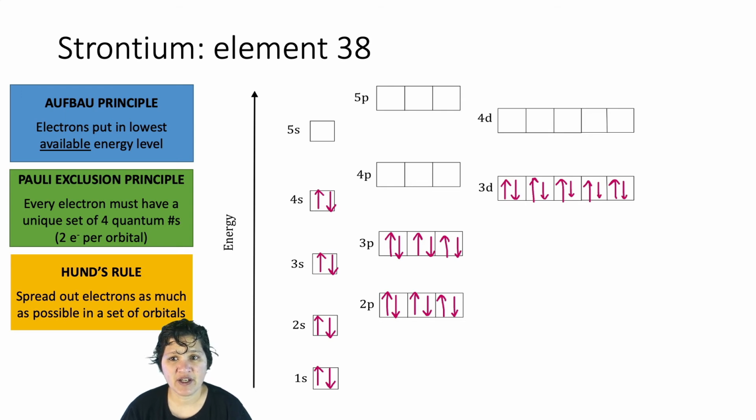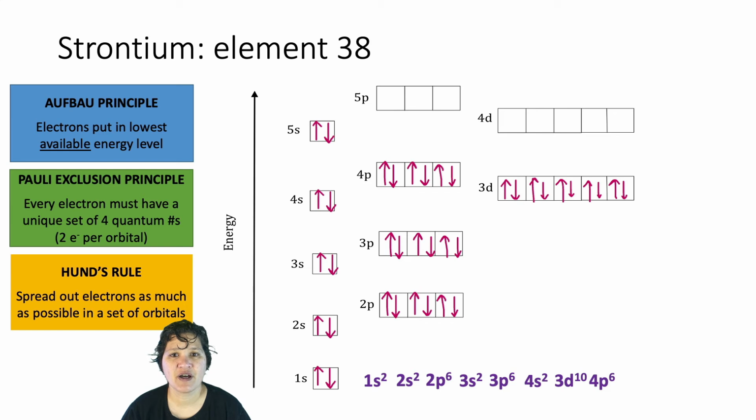We've now used 30 electrons and have 8 electrons left. The next lowest energy level is the 4p, and we know that we can put 6 electrons in there. That leaves us with 2 more electrons, and those are going to go in the next lowest energy level, which is the 5s. So now let's write an electron configuration for this. We have 1s2, 2s2, 2p6, 3s2, 3p6, 4s2, 3d10, 4p6, 5s2.